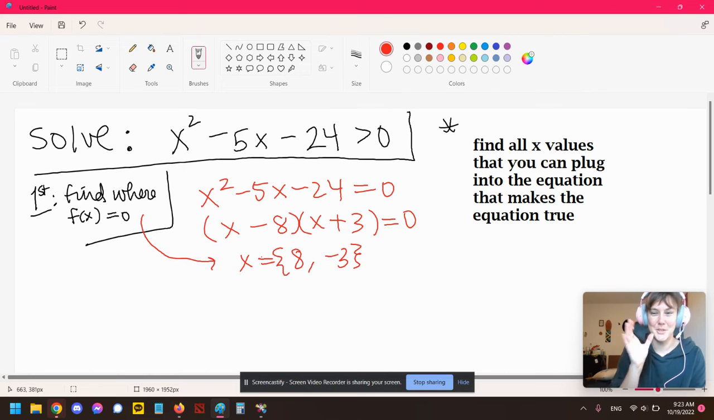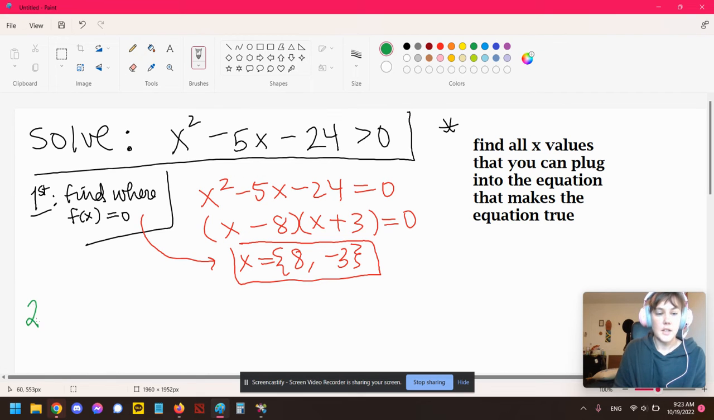Yes, nice. I just was checking that to make sure it was true. Great. Now, second, I want to section up the number line where these are my endpoints of my sections.